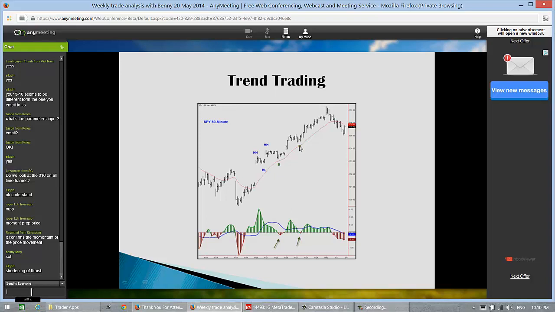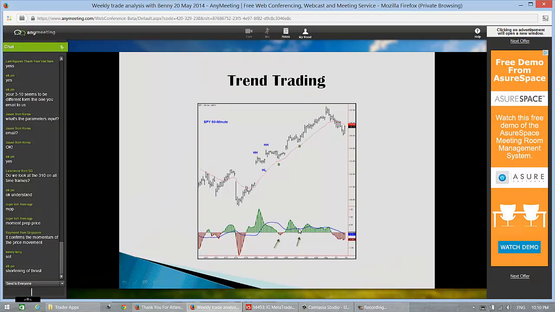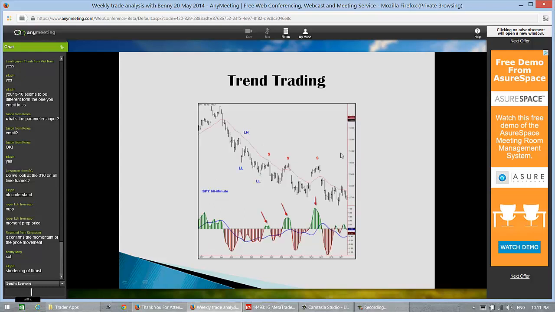Price pulls back again. This time, what happened? The red line, or the slow line, remains above the zero line, no change. You see what happened to the fast line? It pulled back to the zero line, and that's where you initiate another long. That's called trend trading.